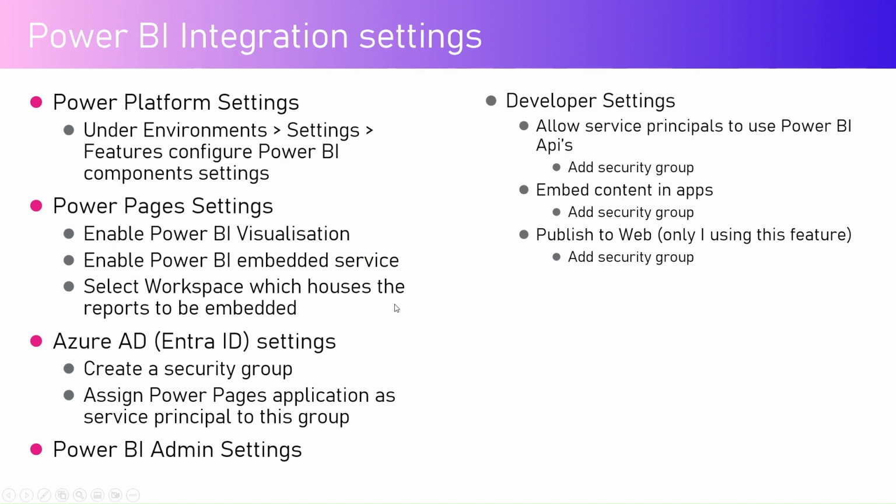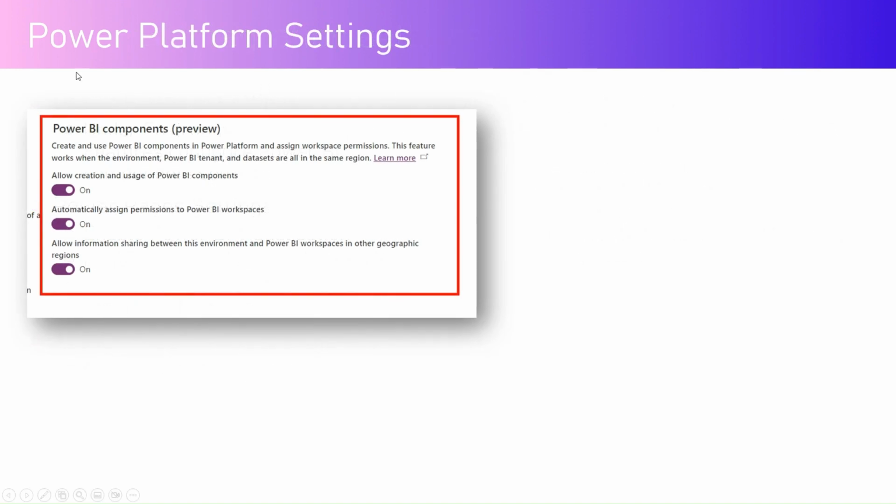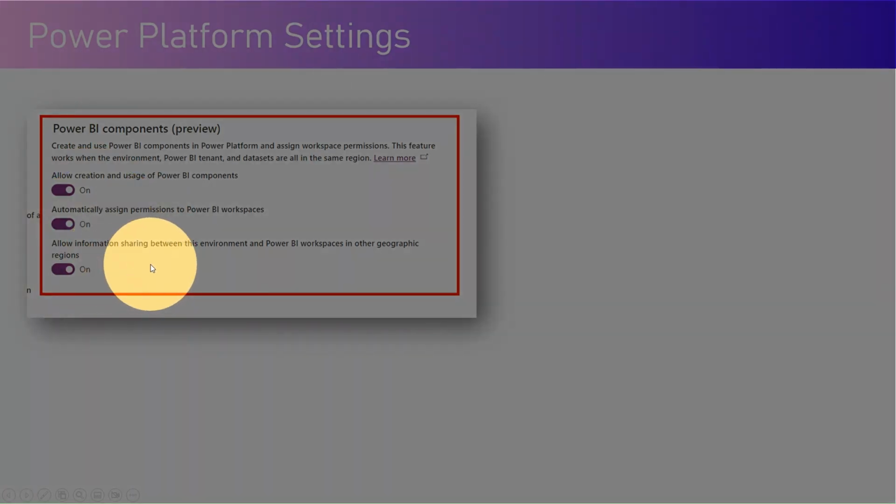Now, from a Power Platform settings perspective, you need to enable Power BI components. And this basically allows creation and usage of Power BI components within your Power Platform environment. And then there are other settings. Some are mandatory, some are optional, so it depends on your use case. One of the settings is allow information sharing between this environment and Power BI workspaces in other geographic regions. So if that is your use case, then you need to turn this on.